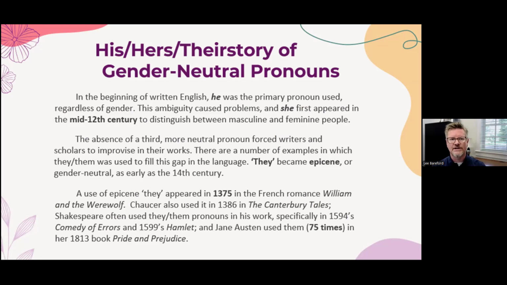It shows that gender-neutral pronouns were used as early as the 14th century. In fact, the Oxford English Dictionary says that the first use of the gender-neutral they appears in 1375 in an English translation of a French romance called William and the Werewolf, which incidentally is the first literary work about a werewolf as well. And then those gender-neutral pronouns appeared very commonly throughout literature and in language debate over decades and centuries prior to today.